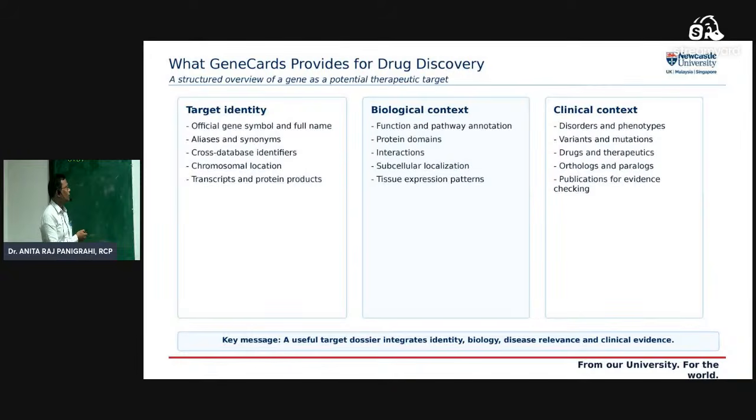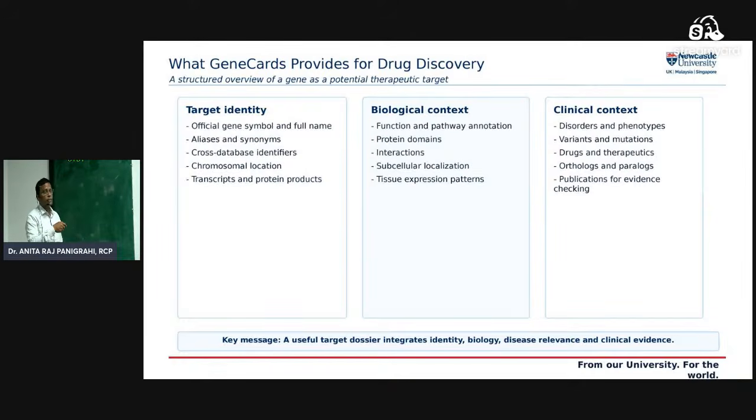Then chromosomal location, transcripts and protein products. That is the target identity. It will also talk about the biological context. Then it is about the clinical context. So here you can look at this one.